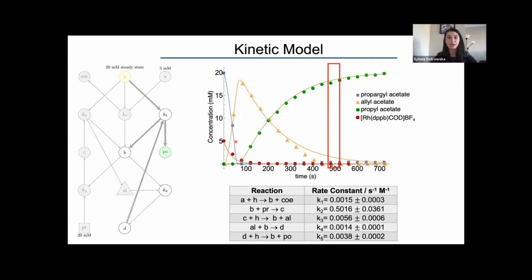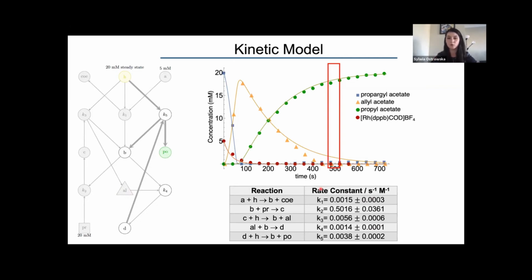And now on this figure, the solid line corresponds to the best fit for our reaction rate constants. And these were obtained using a non-linear model fitting. And the table lists these constants right here. Now, so this is our space-independent kinetic model.